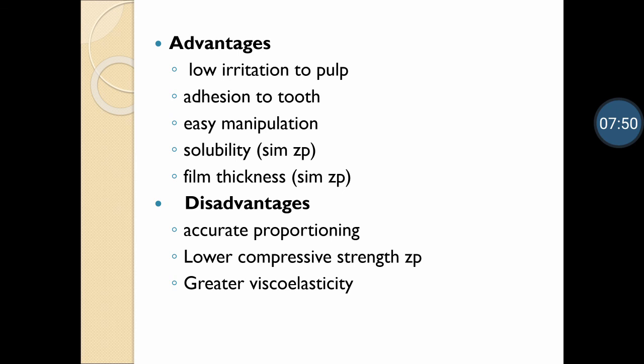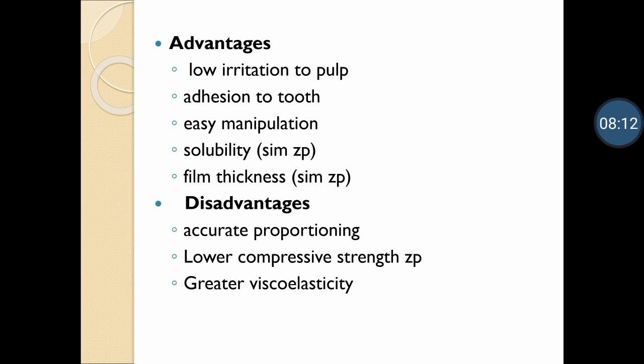The disadvantages are that it has a shorter working time. We can always extend the working time, as I said earlier, by cooling the glass slab and by refrigerating the powder. Accurate proportioning is important, it has lower compressive strength than zinc phosphate and a greater viscoelastic property.